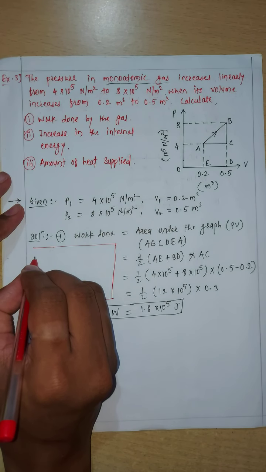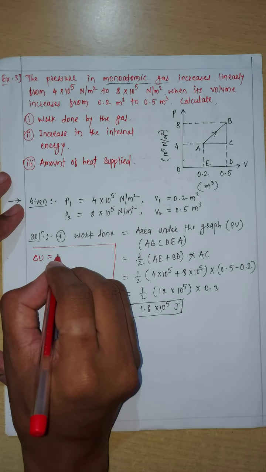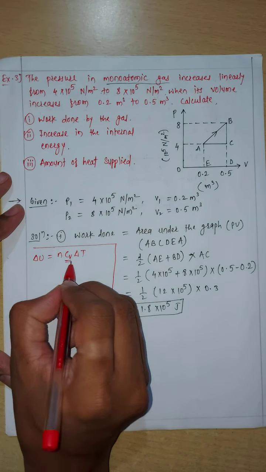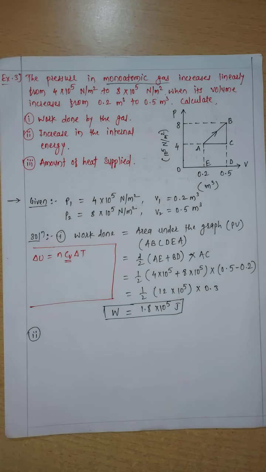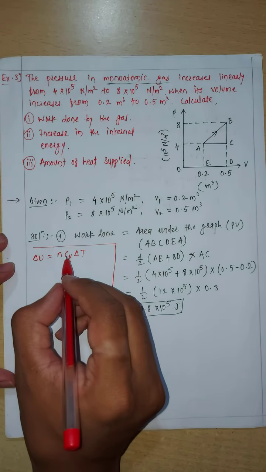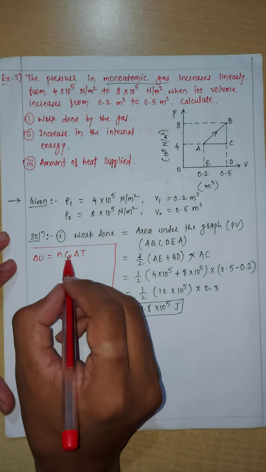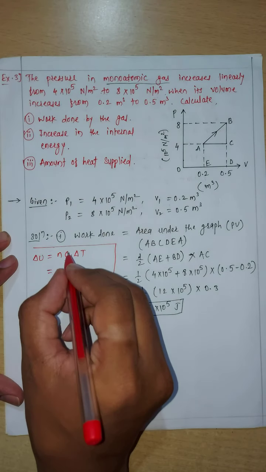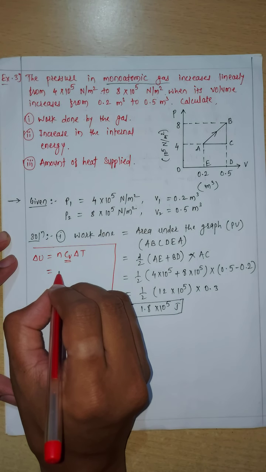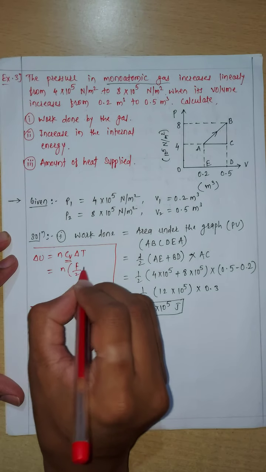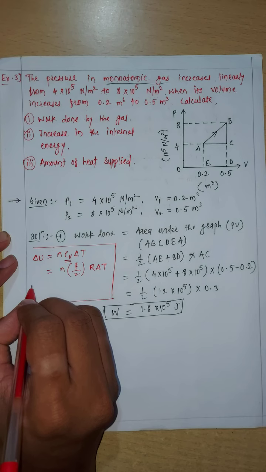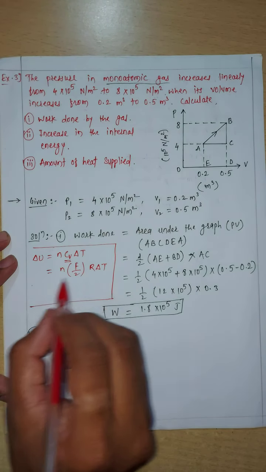We have a formula for delta U, which equals n into CV into delta T. What is that CV? CV is nothing but the specific heat at constant volume. That particular value of CV we can write in terms of the degrees of freedom, so that is n into f by 2 into R into delta T. So directly we can calculate the equation from this particular diagram.